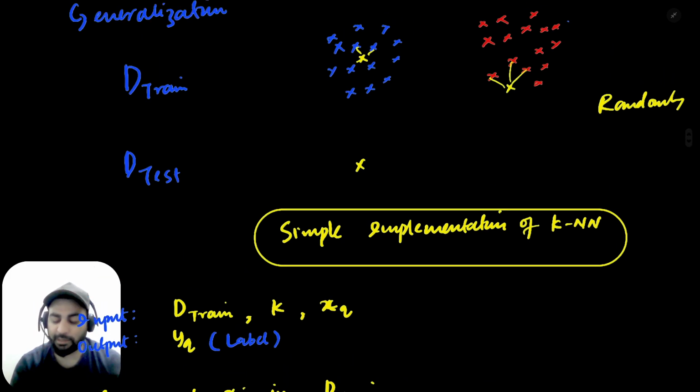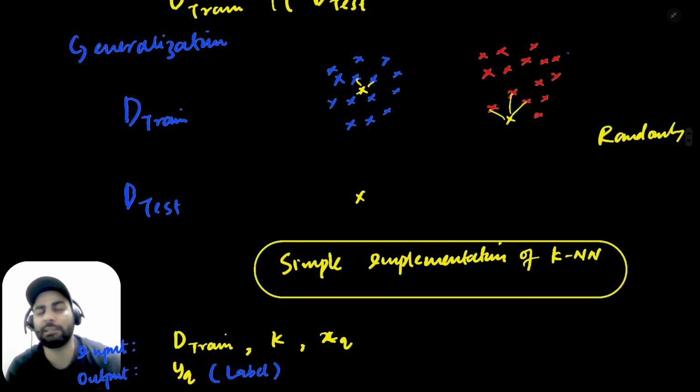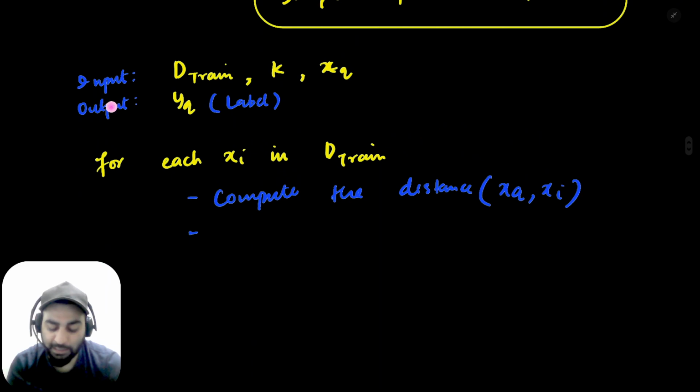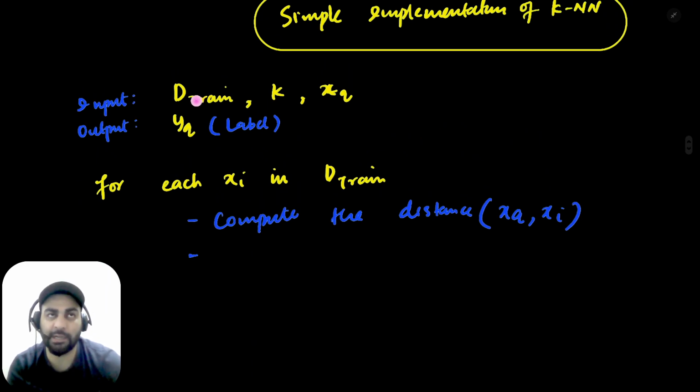So far we have a data set, and for that we have this dtrain and dtest. The input of the algorithm is dtrain, the training set, the k hyperparameter, and this xq, the query point for which we want to find the label. Let's suppose in our case it's an email. Somebody gives us an email and tells us, is it a spam or not? So we'll have to give a label as output, the corresponding label.